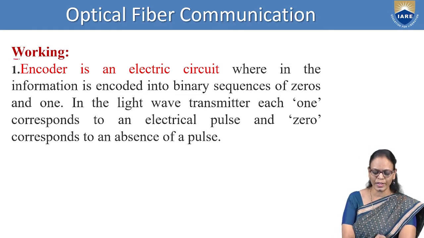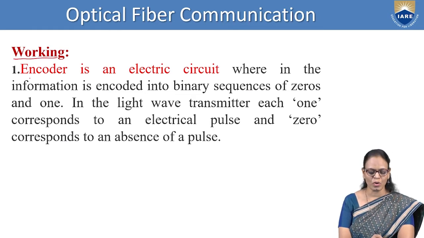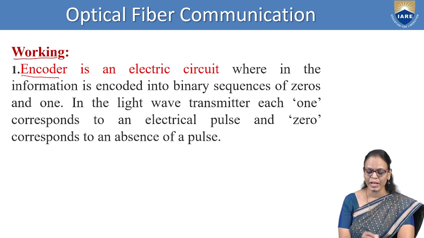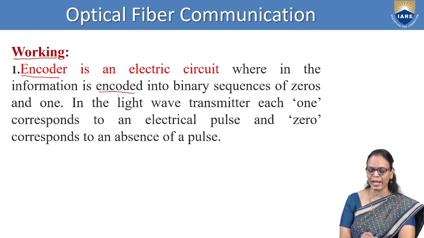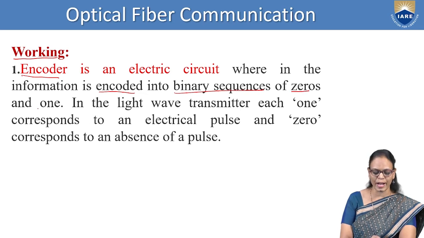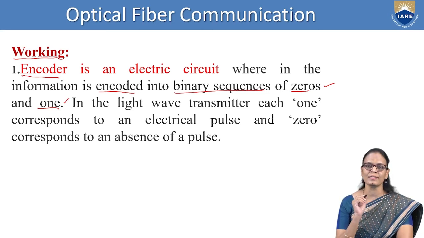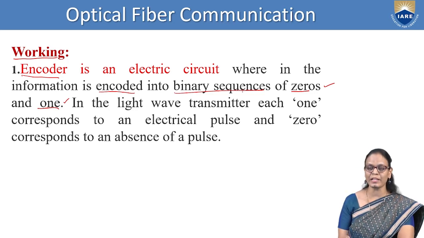Now, working step by step. So, first thing we had is the encoder. What is the function of an encoder? It is an electrical circuit where the information is encoded into binary sequences of zeros and ones. Binary means two, either a 0 or a 1. So that is what we call binary. Whatever information is given as input is encoded into binary sequences of zeros and ones.